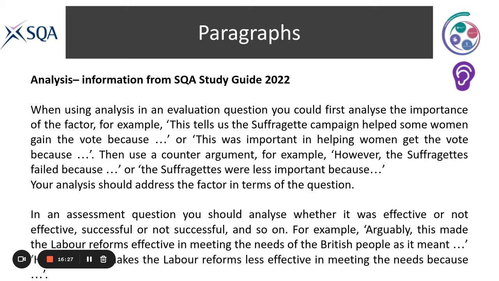You then, for A+, do a counter argument. So for example, however, the suffragettes failed because, or the suffragettes were less important because. Your analysis should address the factor and link back in terms of the question. In an assessment essay question, you should analyse whether it was effective or not effective, successful or not successful. For example, arguably this made the Labour reforms effective in meeting the needs of the British people as it meant... This makes Labour reforms less effective meeting the needs because... We still get our pupils to say this was important, this was less important, but again, it's whatever your teachers taught you, however you know how to organise this essay.